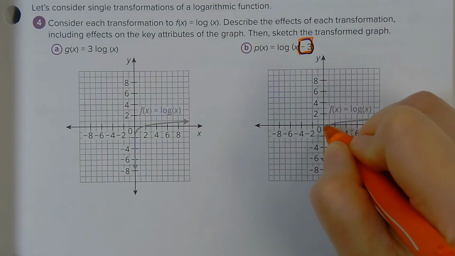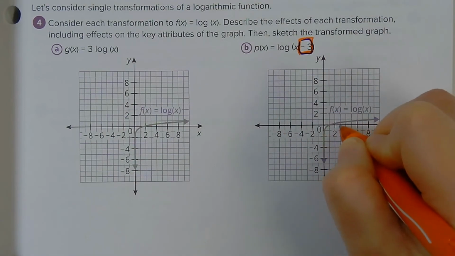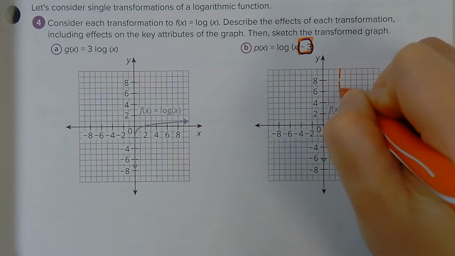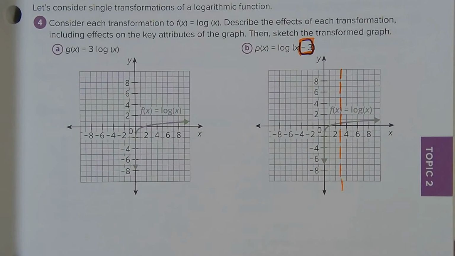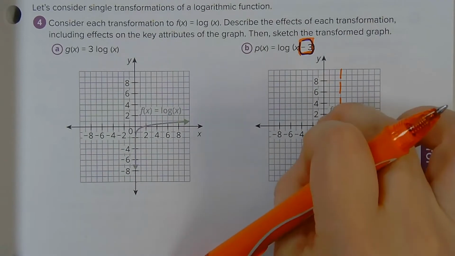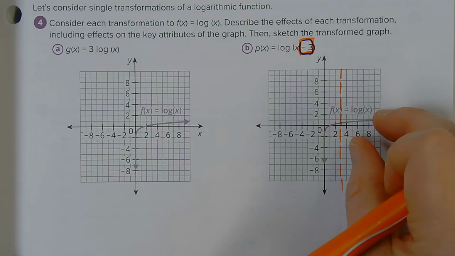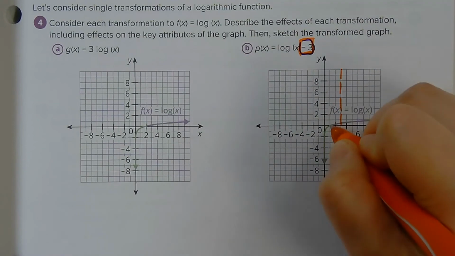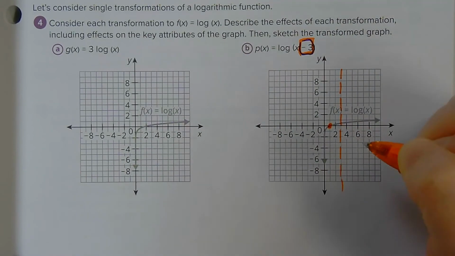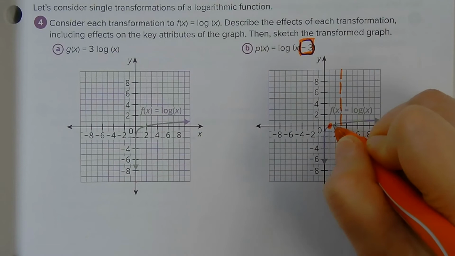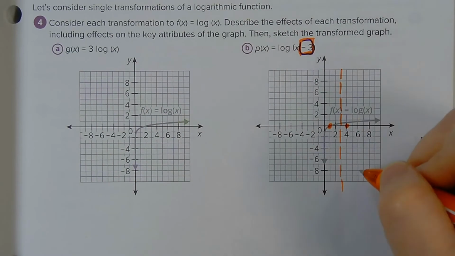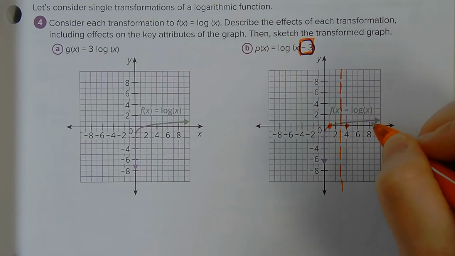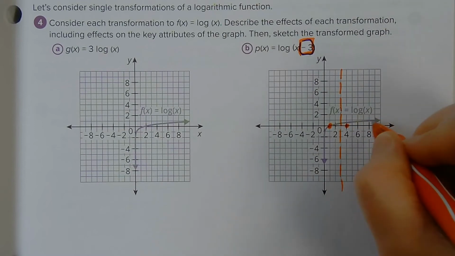All right, so we're going to shift everything to the right 3. 1, 2, 3. So our new asymptote is here at x is equal to 3. So this whole graph just shifts over. I know that there's this intercept right here at 1, 0. So we're going to go 1, 2, 3 to the right. See, 4 is the new 1. And this is log base 10.